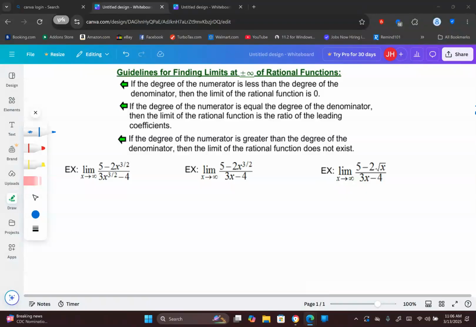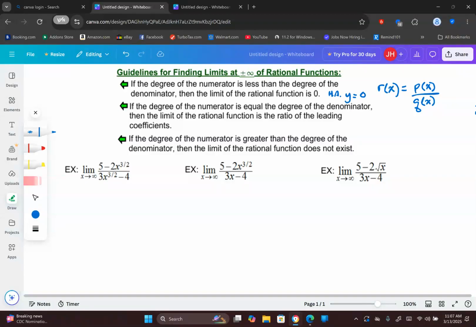We are again going to talk today about limits at infinity and negative infinity. Now, if you watched one of my previous videos, you saw these rules for rational functions. First rule is if the degree of the numerator is less than the degree of the denominator, then the limit of the rational function is zero. If you have any rational function, remember what it is. It's a polynomial divided by a polynomial. And so if the degree of the top is less than the bottom, the limit is going to be zero. And again, you're going to have a horizontal asymptote, y equals zero.